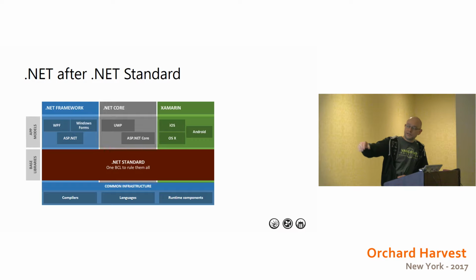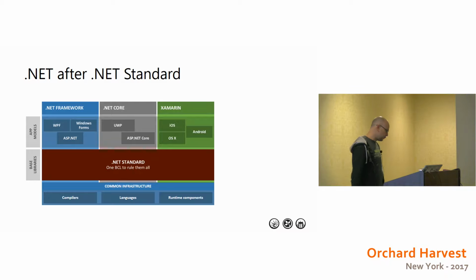I mean, when you look at Xamarin, okay, it's doing iOS, Android, and OS X, which none of the others are doing. Well, except for OS X. But .NET Core is the cross-platform open source one. .NET Framework is the Windows implementation of .NET. So that makes a lot more sense.